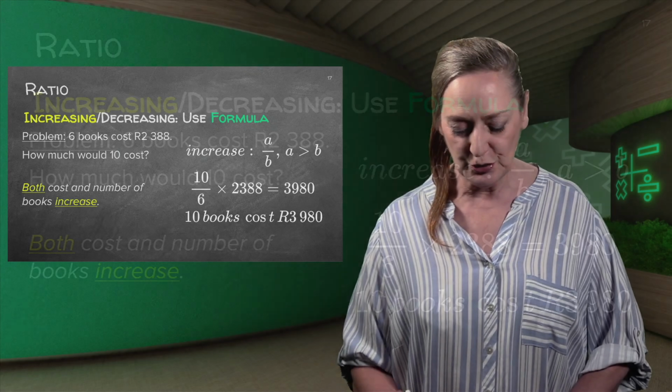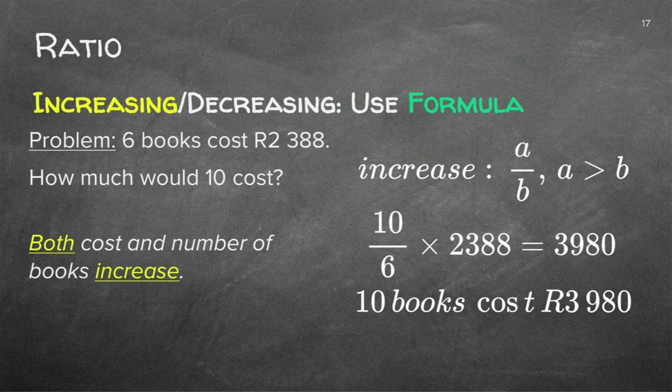I'm going to do now the second method. So we're going to use the same sum, but we're going to now use the formula. So when I work with increase, both cost and number are increasing. I have to use this fraction where the numerator is greater than the denominator. So when you work with increasing, the numerator is greater than the denominator.